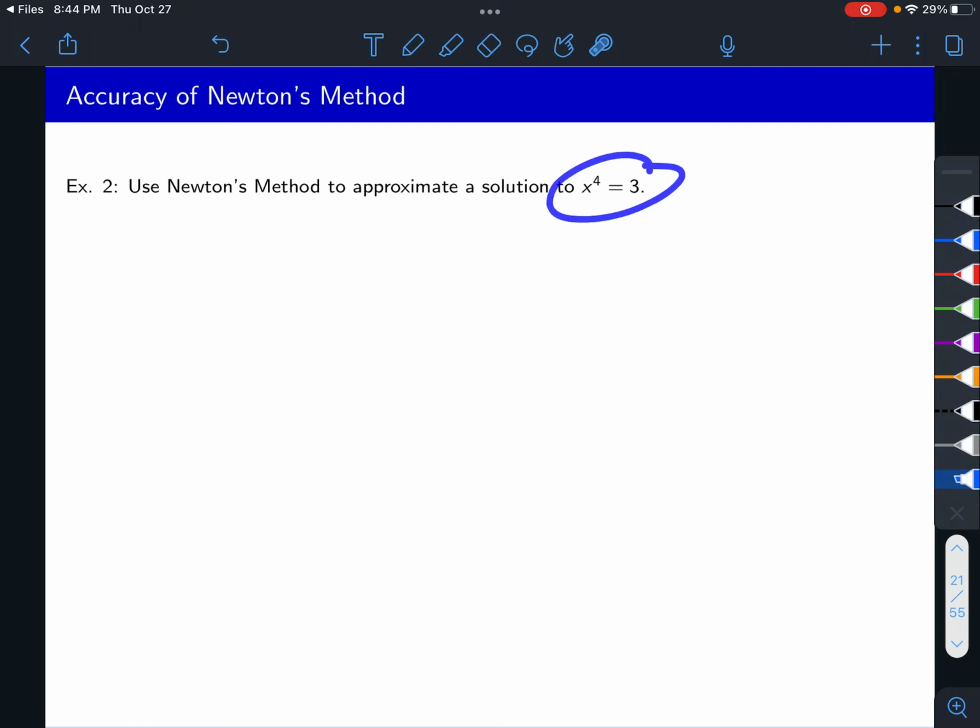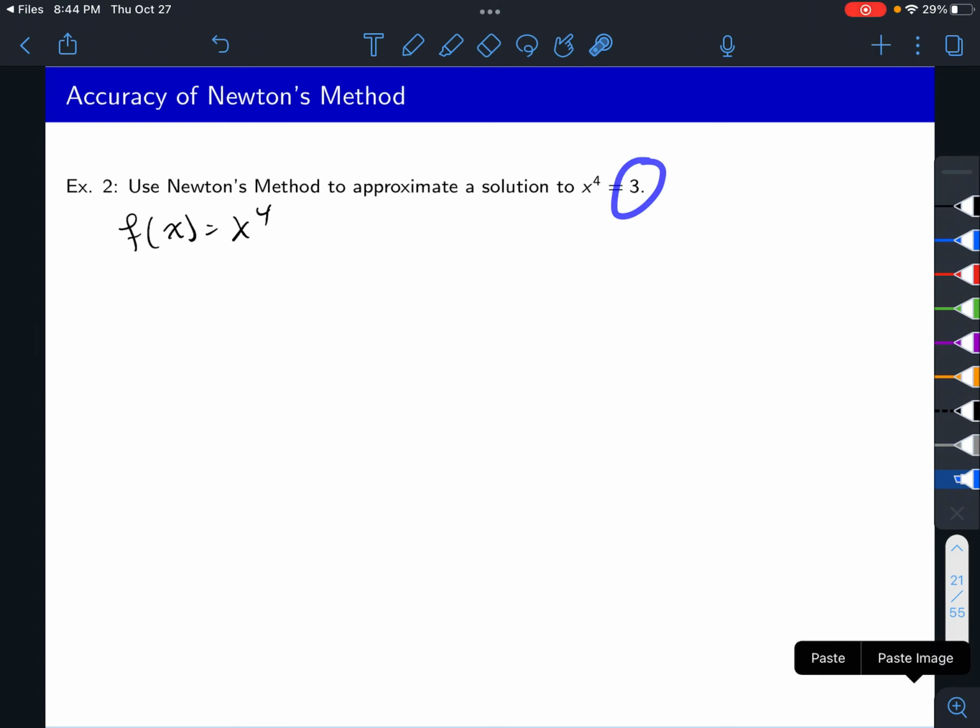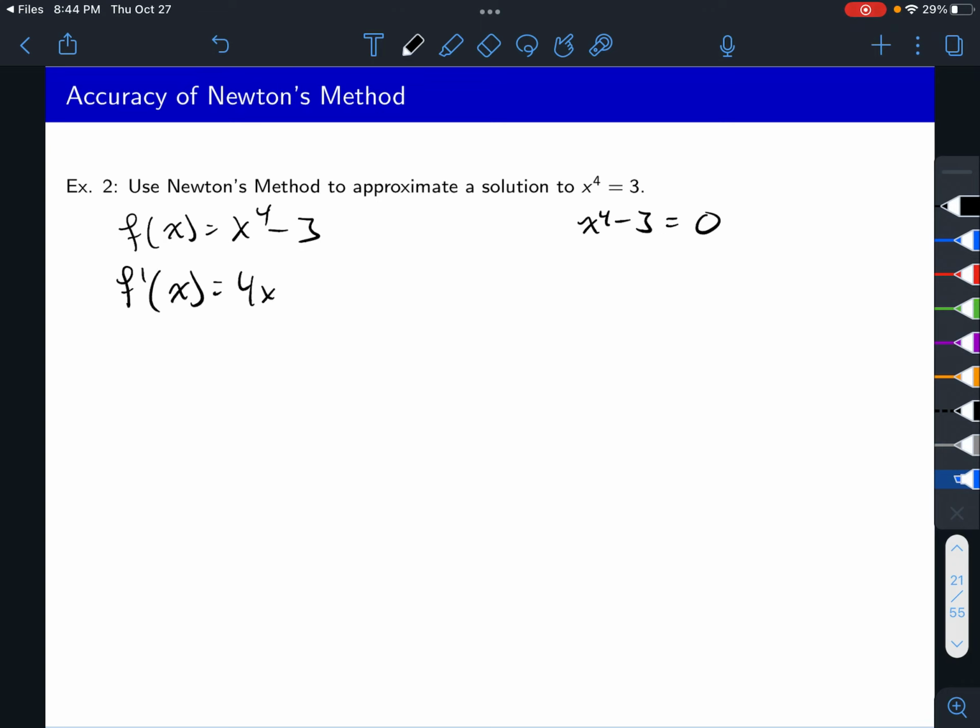All right, let's now use Newton's method to approximate a solution to x to the fourth equals 3. You might think that our function f of x should be x to the fourth, but this 3 is on the right-hand side, so we actually want our right-hand side to always be 0, so we should write this as an equation where our right-hand side is equal to 0 first. And so our f of x would actually be x to the fourth minus 3. Then f prime of x will just be 4x cubed. And then we can go from here.